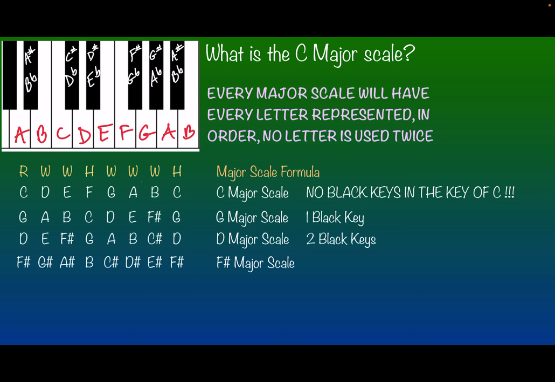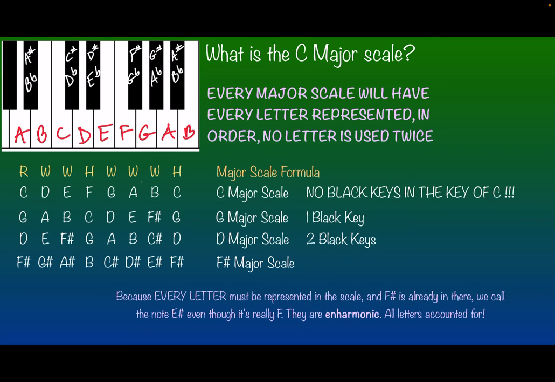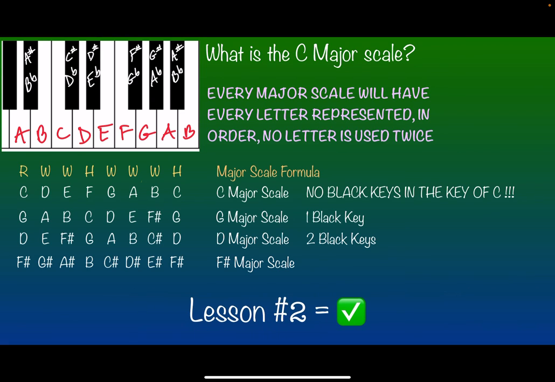Well, here's the deal. Because every letter must be represented in the scale, and F sharp is already in there, the F is taken up with F sharp as the root. We call that note E sharp. We call the F an E sharp, even though it's really F. They are enharmonic. All letters are accounted for. Remember, every letter will be represented in order, no repeats. So that's an extreme example, but it is correct. And with that, lesson 2 is done.